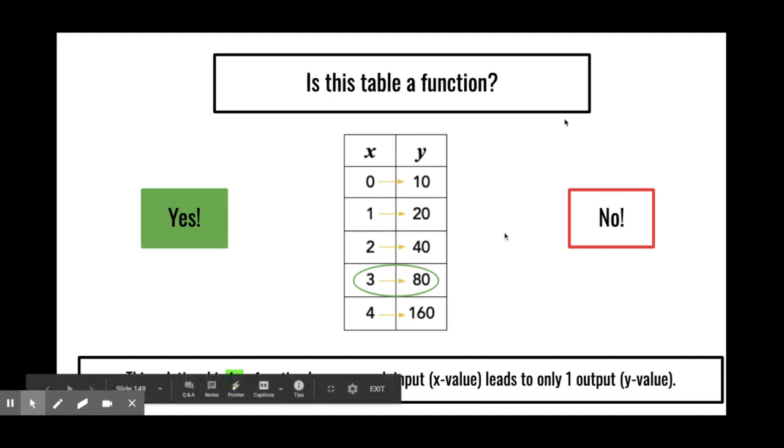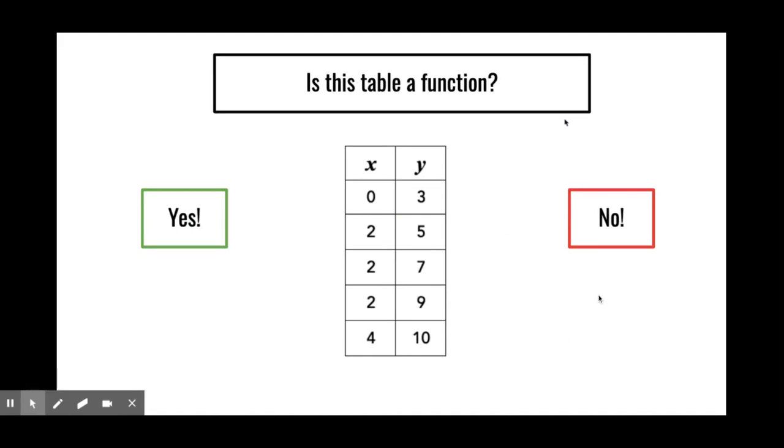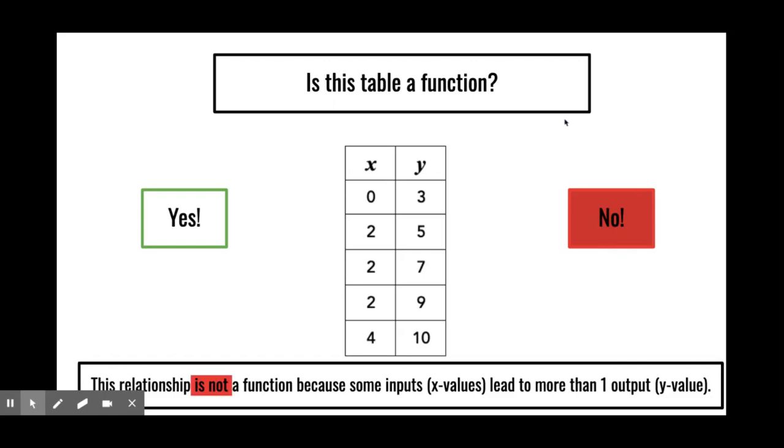There's only one output. How about this table? Is this table a function? No. This relationship is not a function because some inputs, x values, lead to more than one output, y value. For example, I could ask you, what is the output when the input is 2? Some people could say 5, some people could say 7, some people could say 9. That's because this input of 2 has multiple outputs, which is not allowed and makes this table not a function.